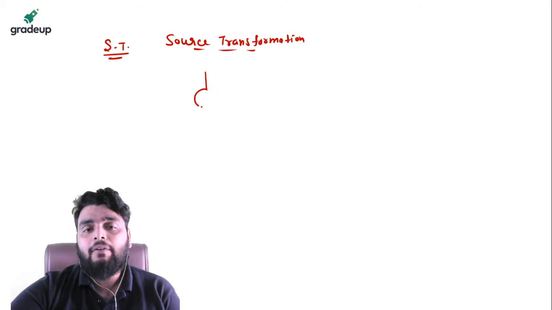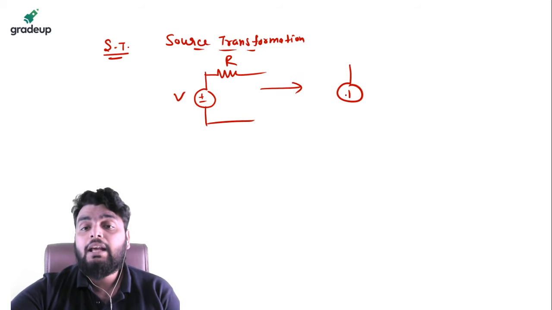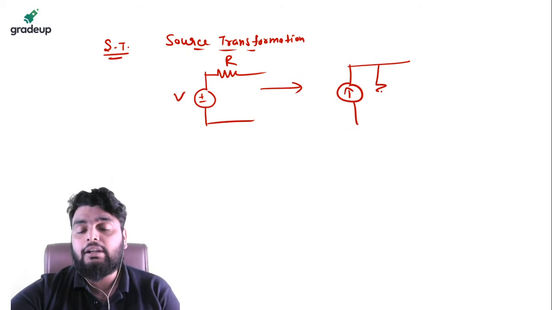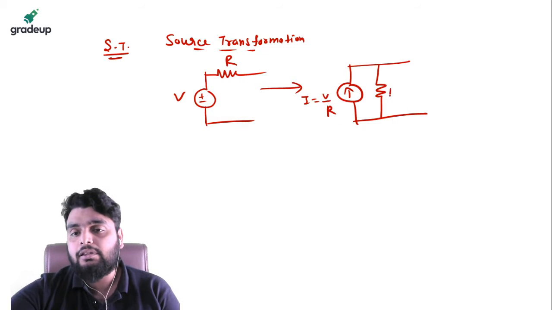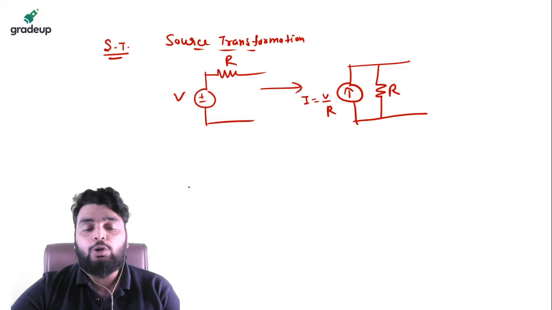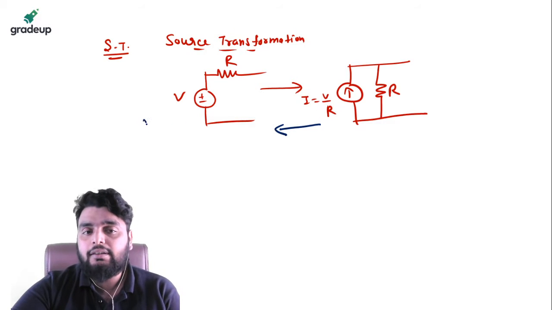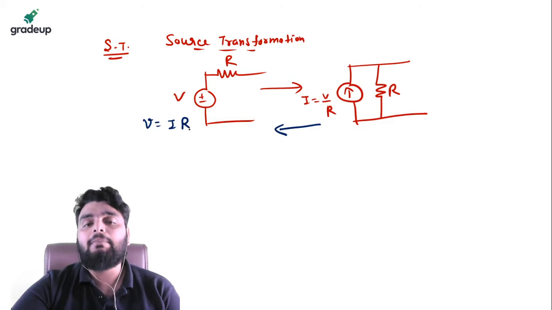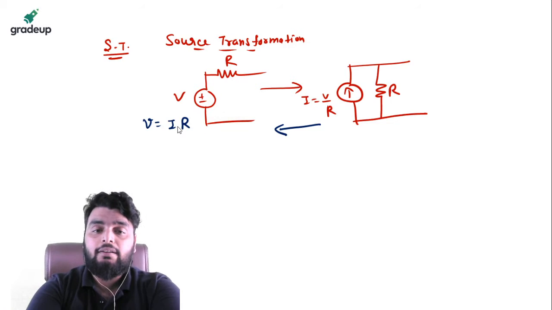If you have a practical voltage source, you can convert this practical voltage source into a current source like this, such that the magnitude of the current source will be V divided by R, and this resistor comes in parallel to it. Similarly, if you want to convert a current source to a voltage source, you just have to go vice versa. So a current source can be converted into a voltage source such that the magnitude of the voltage will be I multiplied by R. But for more information, you can follow the first video of this particular session.